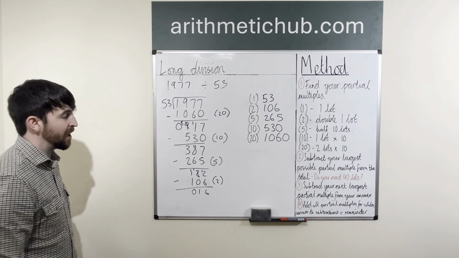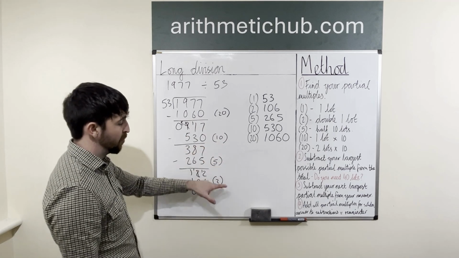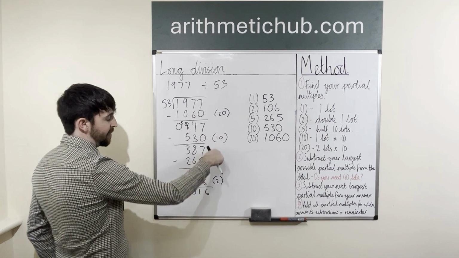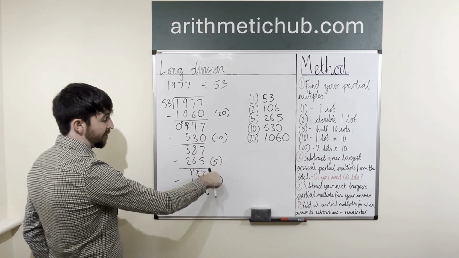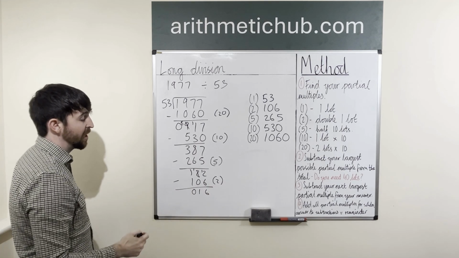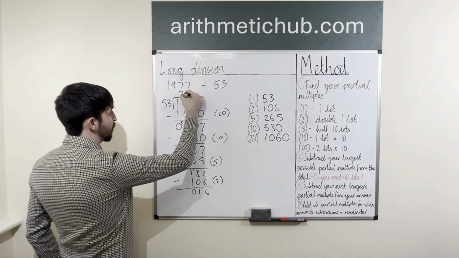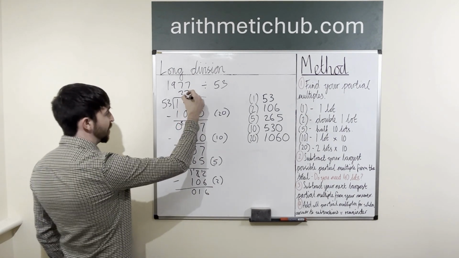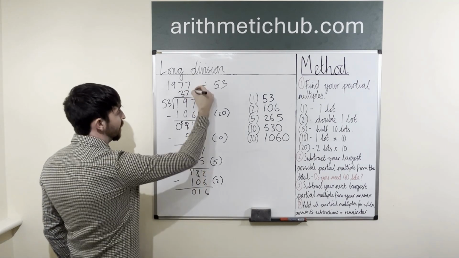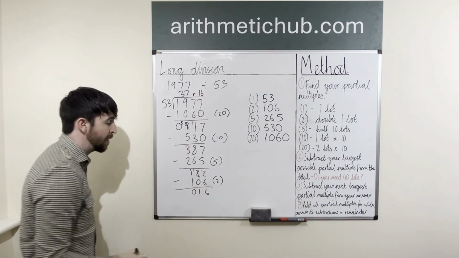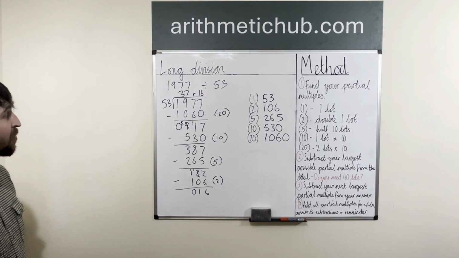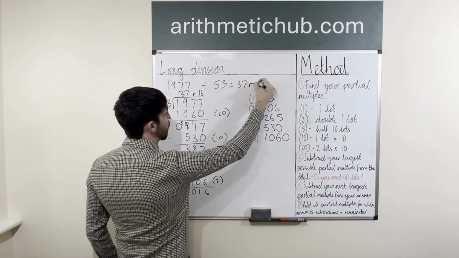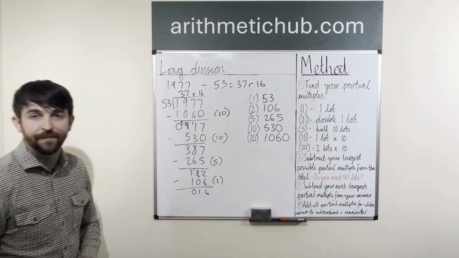What I then need to do is total up all my partial multiples when I add them together and see what that comes to. So 20 add 10 is 30, 30 add 5 is going to give me 35, 35 add 2 is going to give me 37. So I've got 37 wholes. And my remainder is at the bottom here, at the bottom of my subtractions, isn't it? So my remainder is going to be 16. So my answer to 1,977 divided by 53 is going to be 37, remainder 16.